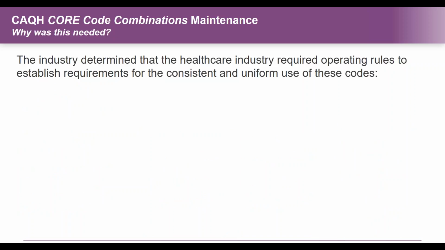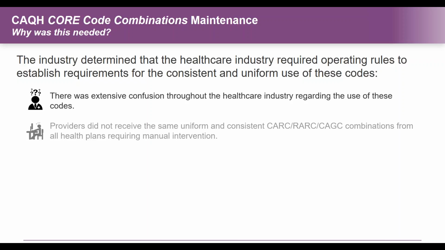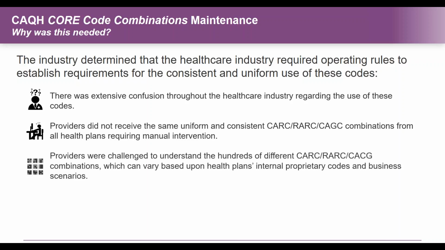Moving on to the next slide, you can see that the industry really determined that we had to have core code combinations for very specific reasons. There's lots of confusion within the provider industry, within the larger healthcare industry even, because the codes were used kind of all over the place. Providers didn't have a clear understanding. There was nothing coming specifically in a uniform and consistent manner in combination with these CARCs, RARCs, and group codes from the health plans that they were billing.